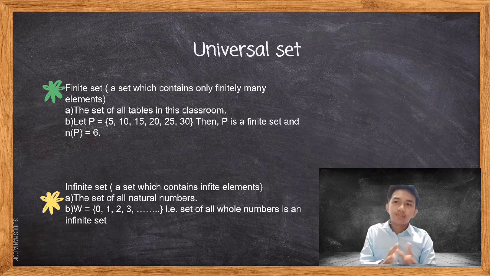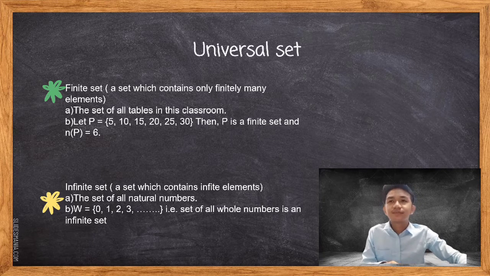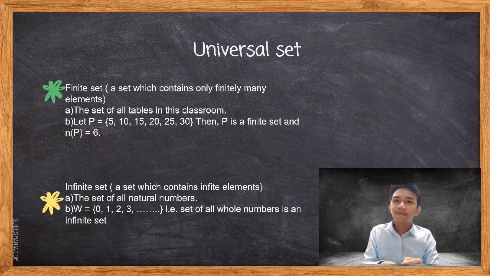Okay, universal set, there are two types of set. Let's look at the first one, finite set. A finite set just means a set which contains only finitely many elements. For example, the set of all tables in the classroom. We can see that all the tables in the classroom form a finite set. Okay?